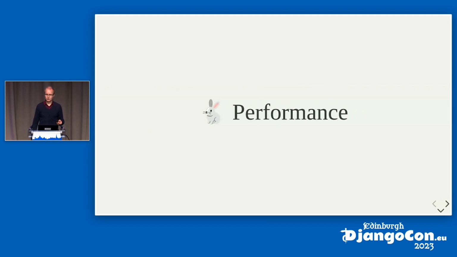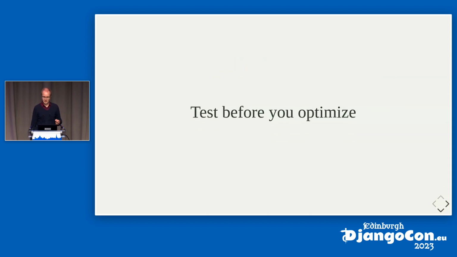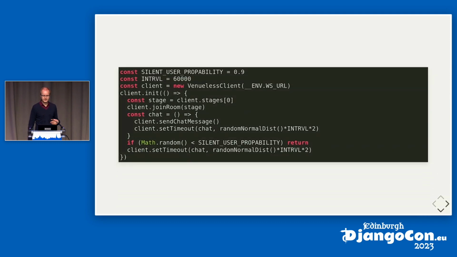So how do we make sure that our application can handle many simultaneous users? The first thing when talking about performance is always to test before you optimize. To do so, we use K6.io, which is a load testing tool published by Grafana, but there are many like it out there. And in K6, we can model user behavior as JavaScript code.